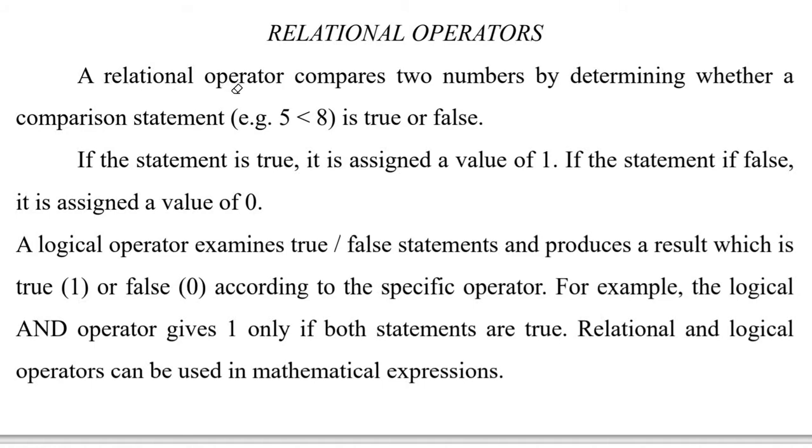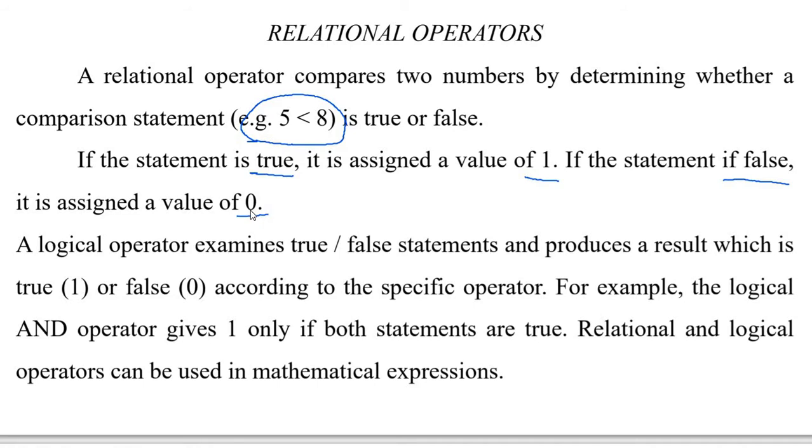The relational operator compares two numbers by determining whether a comparison statement is true or false. For example, we take two values, 5 and 8: 5 less than 8. We know the mathematical result. We are comparing two numbers, so is 5 less than 8 true or false? If the statement is true, the value 1 is assigned. If the statement is false, the value 0 is assigned.